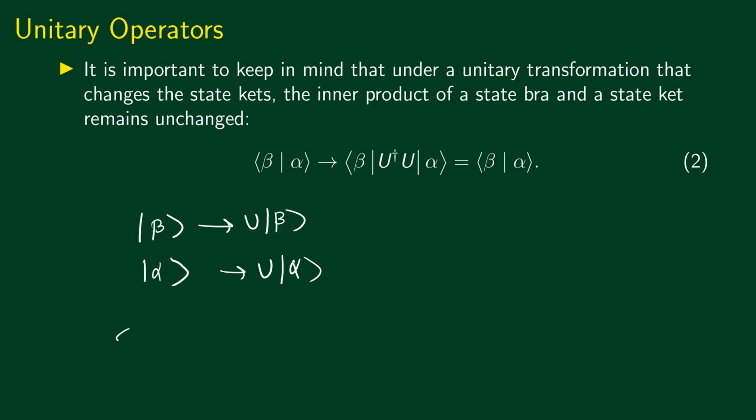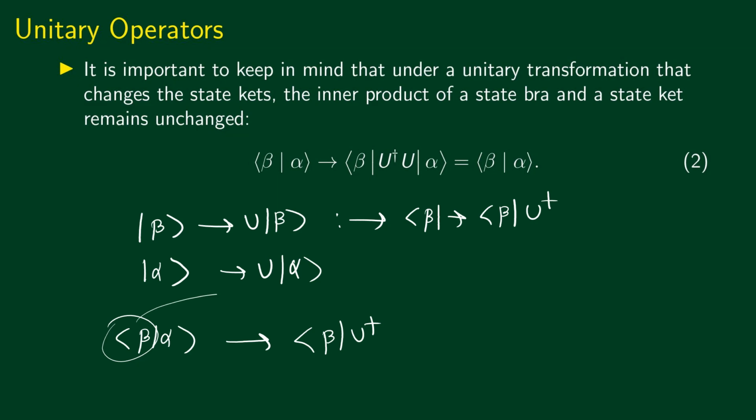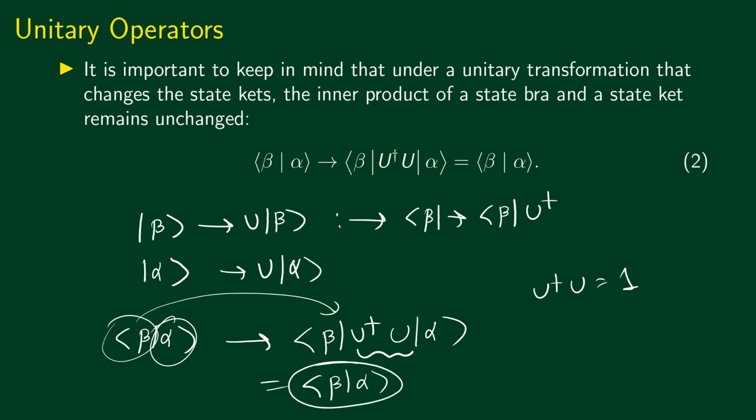Now suppose you want the inner product bra beta ket alpha. From here we can find the corresponding bra: bra beta goes to bra beta U dagger. So the inner product of bra beta and ket alpha goes to bra beta U dagger, because bra beta goes to bra beta U dagger, and ket alpha goes to U acting on ket alpha. Now since, by the unitarity property, U dagger U is the identity operator, this is simply bra beta ket alpha. So the inner products are preserved. Preservation of inner product is an important property of unitary transformations.